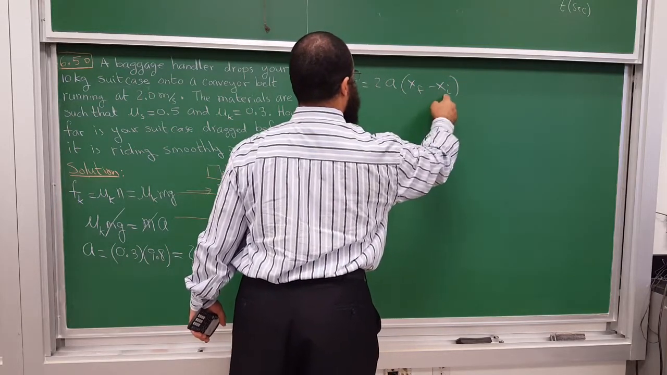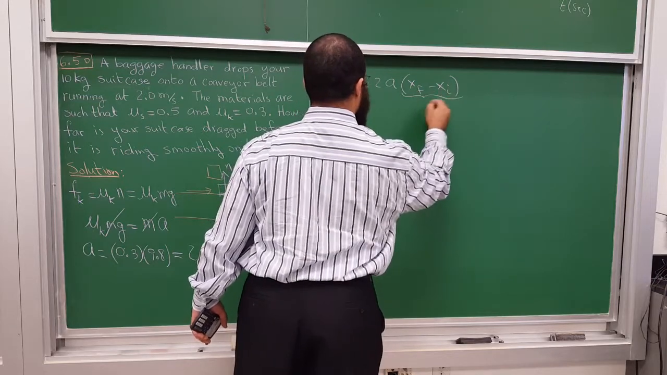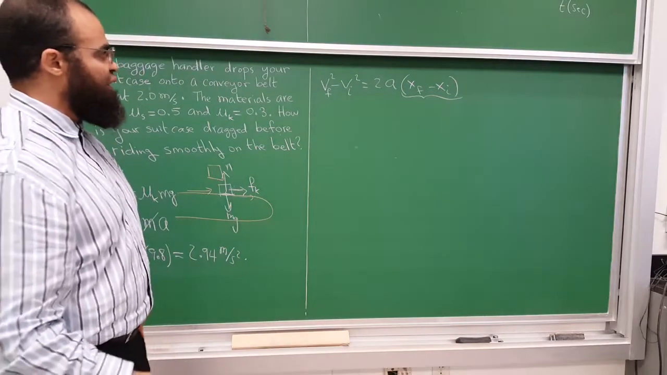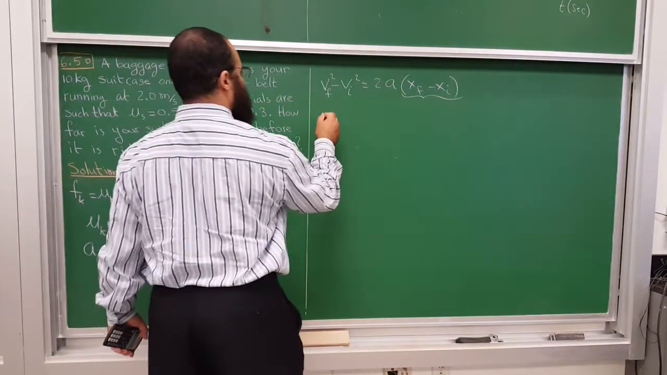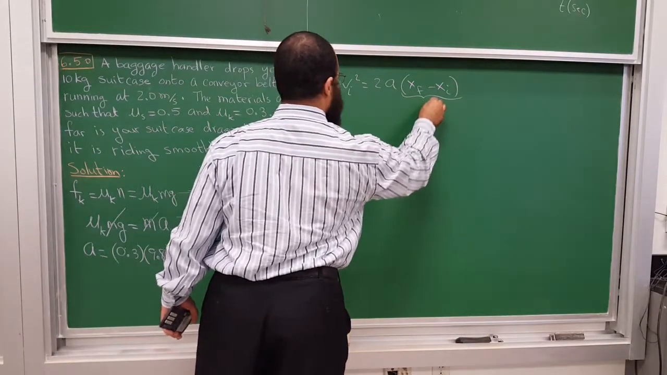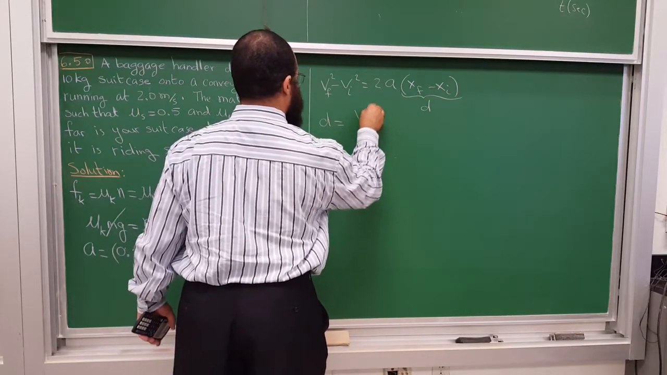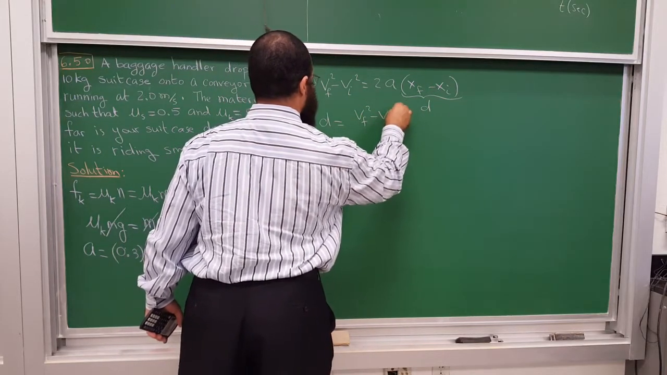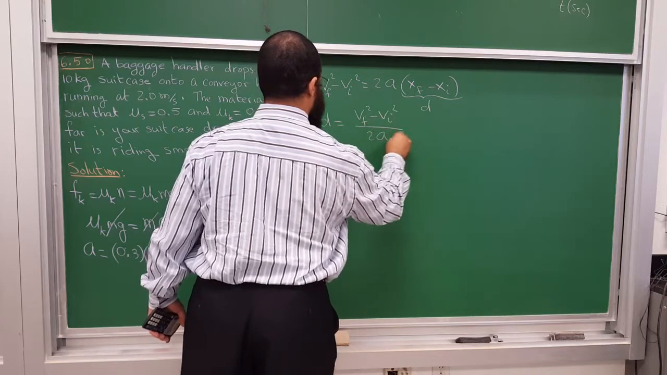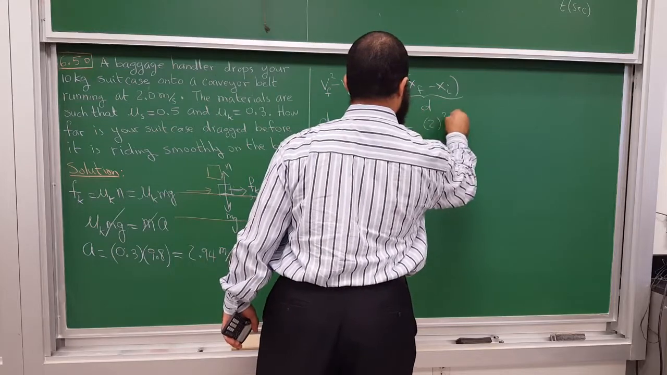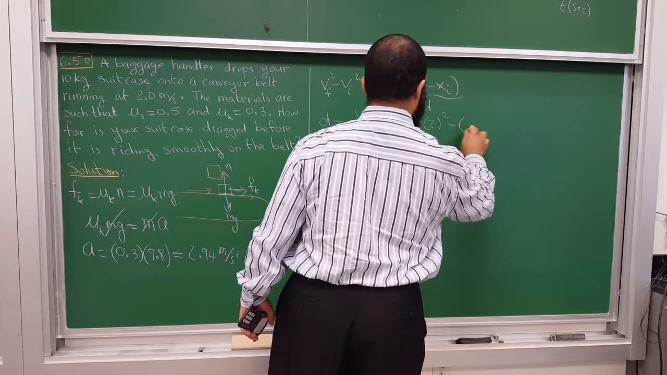The ending point minus the initial point is the distance that you have to move. The bag moves before it reaches that speed. And so we can call it d. So d will equal the final speed squared minus the initial speed squared, divided by twice the acceleration. And the final speed is 2, so 2 squared. The initial speed was 0 because it was dropped.